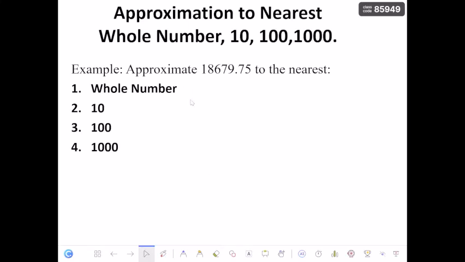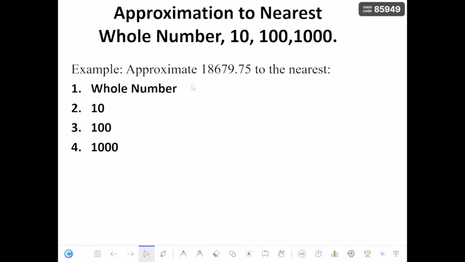So in this example, you can see that the number is 18,679. How do we approximate this number? First, know the approximation you are doing. This question says we should approximate this number to the nearest whole number, to the nearest 10, to the nearest 100, and to the nearest 1,000. So the first thing to do is identify the part that is the whole number, identify the tens digit, identify the hundreds, and identify the thousands.